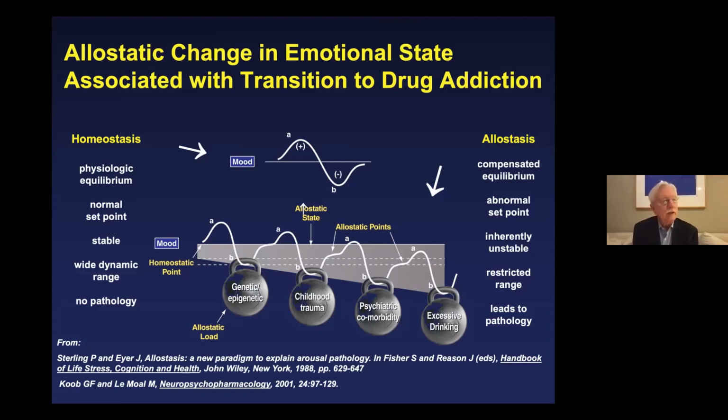And to make a comparison, think of obesity and think how easy it is to gain weight and how difficult it is to lose that weight once you've gained it. And then, as with any other chronic disorder, there are loads on the system, which we call allostatic loads. There could be genetic loads and epigenetic loads, as I described. There could be childhood trauma. There could be psychiatric comorbidities. But I note here that one of the major weights pulling down this system is excessive drinking.